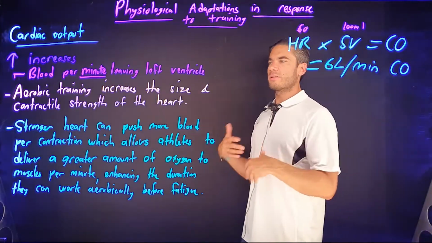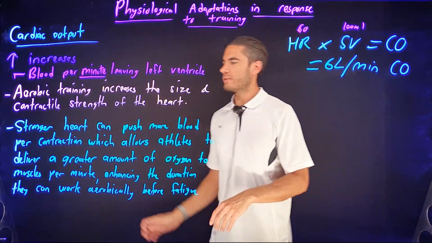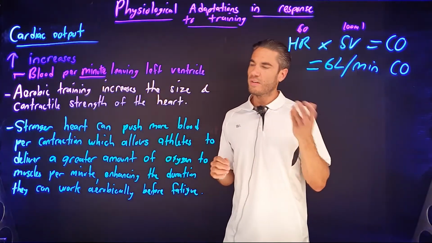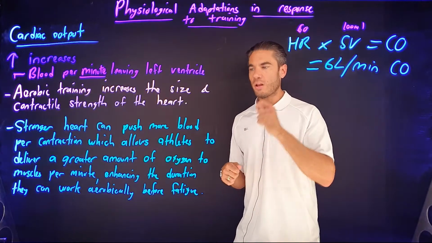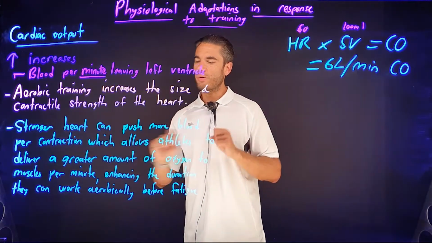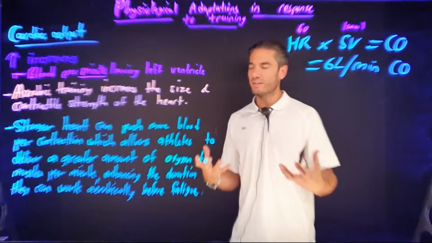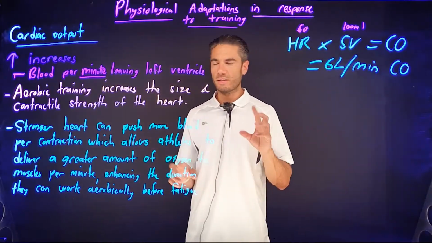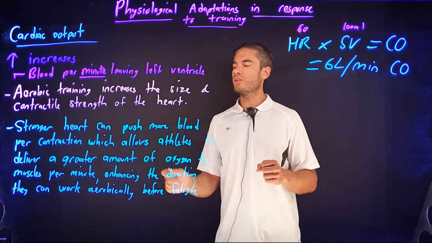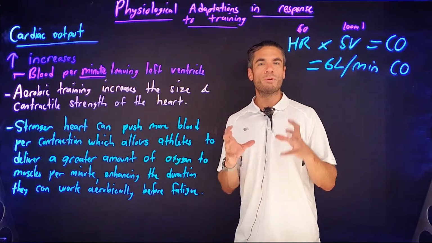Aerobic training once again increases the size and contractile strength of the heart. I'm just repeating myself there. However, a stronger heart can push more blood per contraction, which allows athletes to deliver a greater amount of oxygen to muscles per minute, enhancing, and this is the performance link, enhancing the duration they can work aerobically before fatigue sets in, all right?